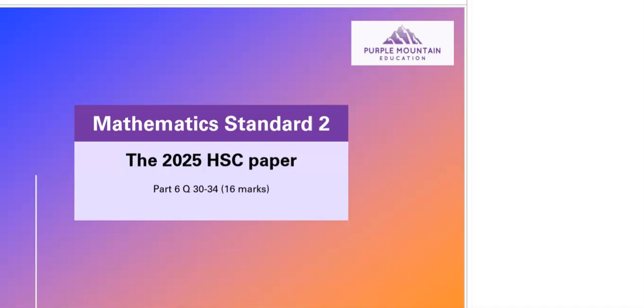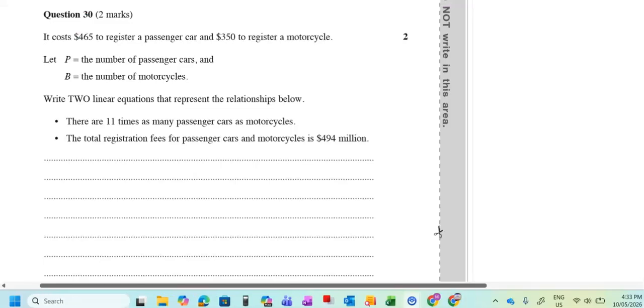Today we're doing the 2025 HSC paper for Maths Standard 2. This is part 6, covering questions 30 to 34, covering 16 marks.